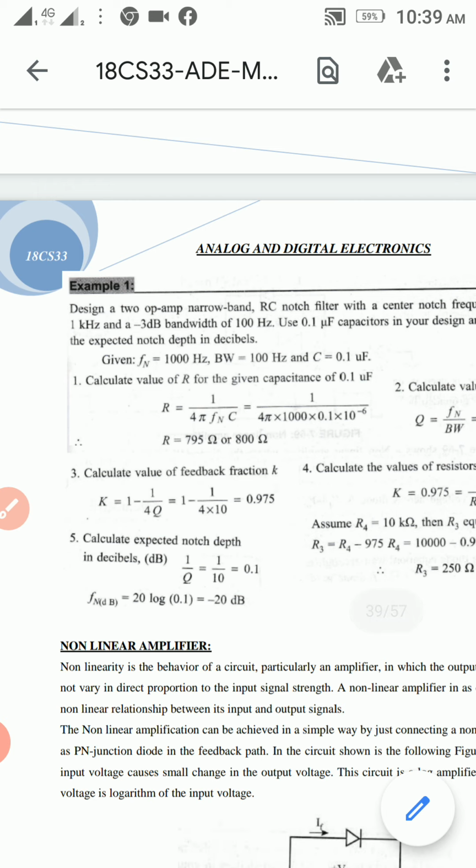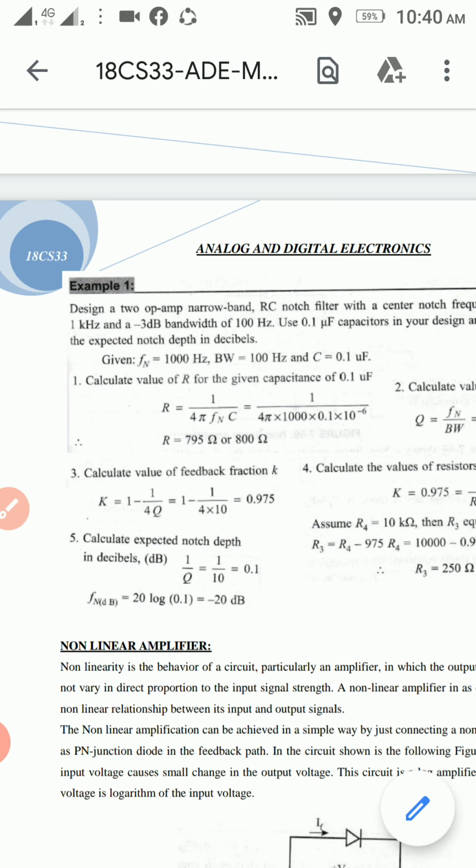Calculate the expected notch depth in decibels. Okay, whatever the quality factor value is, we have to take the reciprocal of that quality factor. Whatever value we get is the expected notch depth. It is in decibels. So if you want to find it in decibels, you take the reciprocal of the quality factor, and 20 log of that value will give the notch depth in terms of decibels.